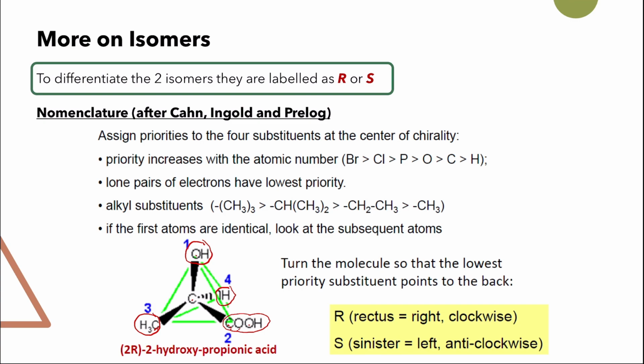Now we need to look at the three groups, which we gave priority one, two, three, and look at how they go from one to two to three. When we do the arrangement, do they go clockwise or anti-clockwise? In this case, you're going to see that one, two, and then three go clockwise. If it goes clockwise, we're going to give it the prefix R. If it goes anti-clockwise, then we're going to give it the S.